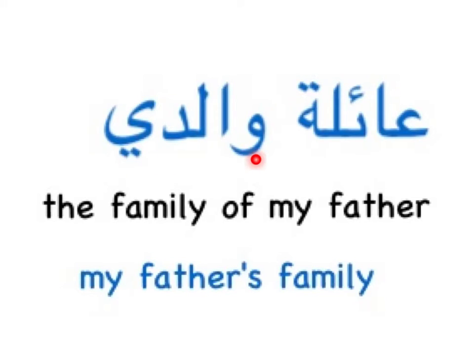عائلة والدي. Literally, it's the family of my father, my father's family. In this case, we don't have alif lam on either noun. It's because walidi is definite with a possessive, ضمير متصل, and it's my father's family. So it's definite because it's not just any family, it's my father's family. Okay? So the possessive pronoun is another form of definition.